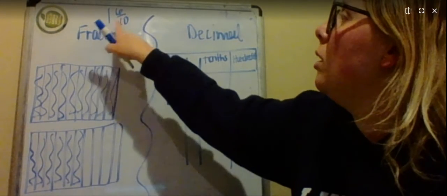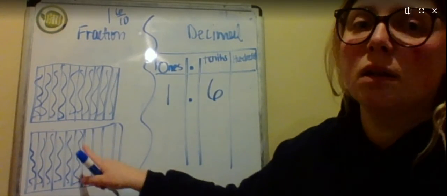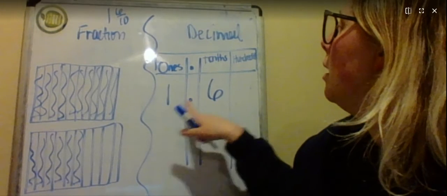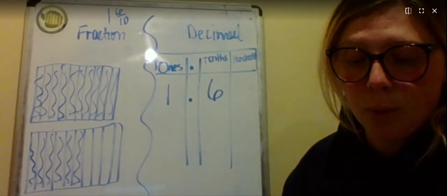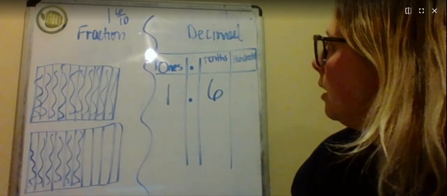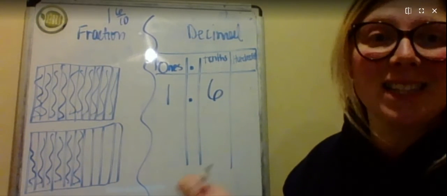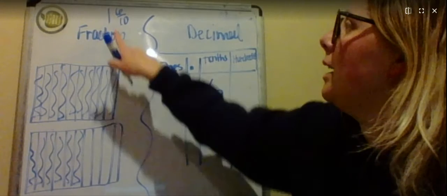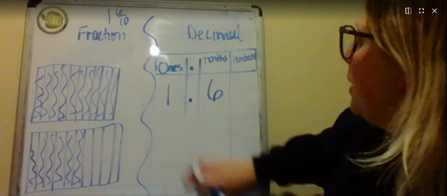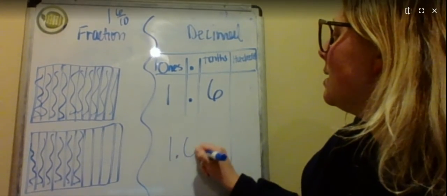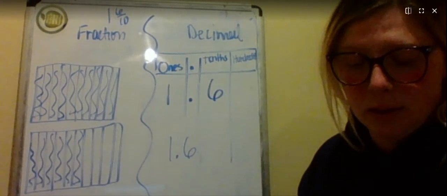1 whole and 6/10, showing it as a model. 1 whole and 6/10, showing it with our place value. So the way you would read it would be 1 6/10. The way you would write it as a fraction would be 1 6/10. And the way you would write it as a decimal would be 1.6. Okay, hope that helps.